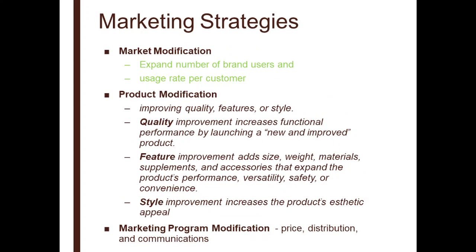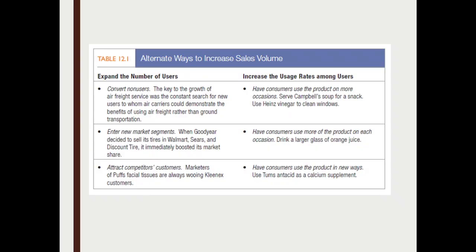What are the strategies for them to remain at this stage for a longer time? That is what the strategies are about. The essential idea is to remain there for a longer time. You can do something called market modification, and expand the number of brand users and the usage rate per customer. We'll see what this is. I'll show that to you before we move on to product modification and marketing program modification. Market modification: expand the number of brand users or usage rate per customer.